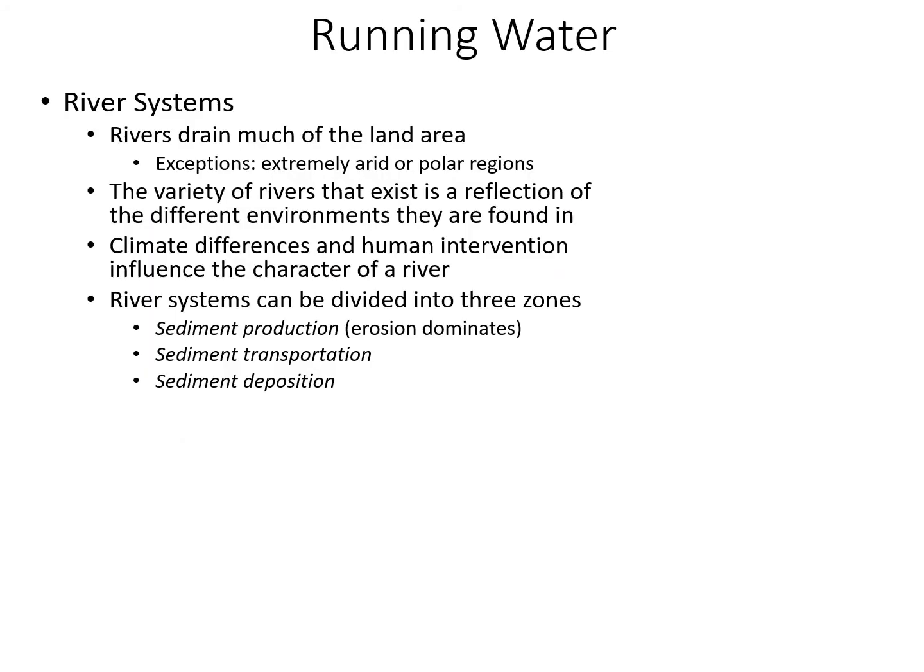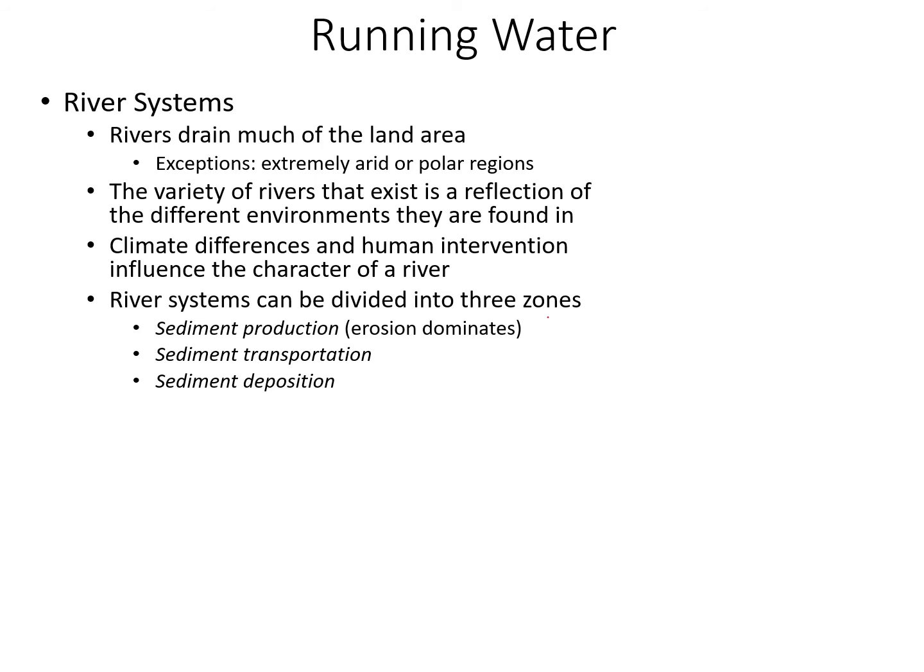So river systems drain the land area. There are very few exceptions in polar areas and in deserts where there's very little precipitation. You might not see any rivers. The variety of the different types of rivers really reflect the variety of environments that they're found in. Climate, plate tectonics, and human intervention can influence or change the character of a river.